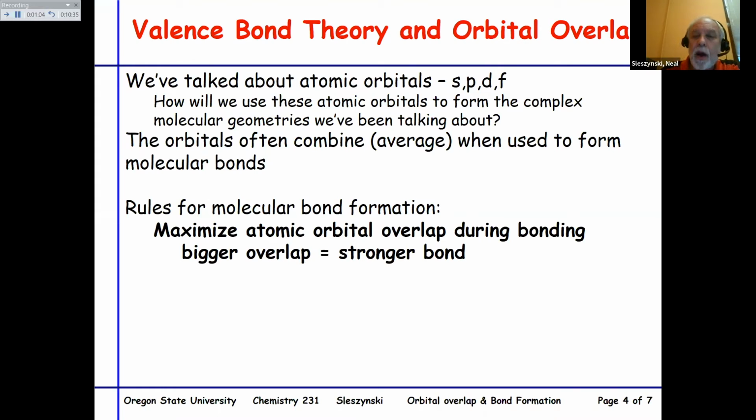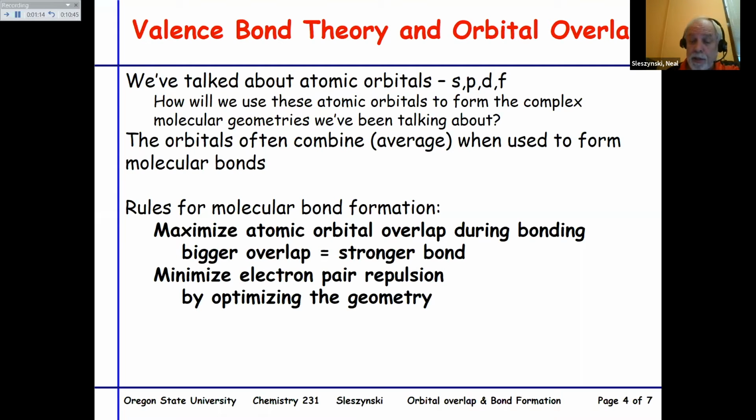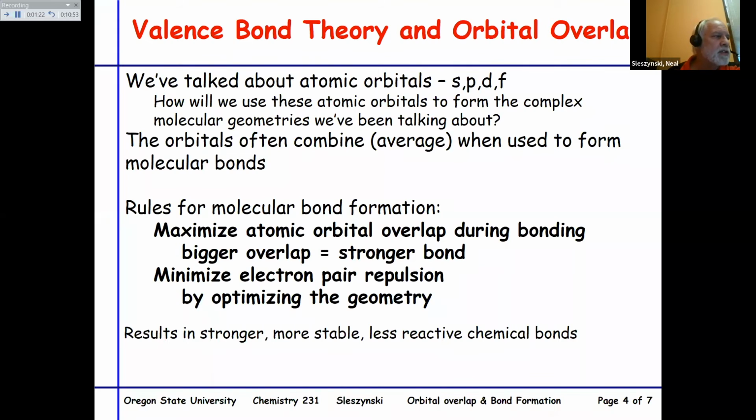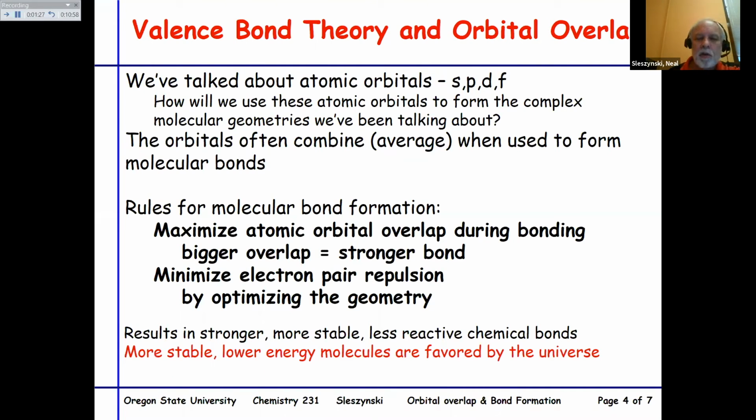Simultaneously, we will try to minimize the electron pair repulsion, which is fighting bond formation, and we'll do that by trying to optimize the geometry in three-dimensional space the way that we've already looked at. If we can do that, this will result in stronger, more stable, less reactive chemical bonds. And the universe is always trying to push systems towards more stability, lower energy, less reactive molecules. Again, energy is the reason for everything that we look at.